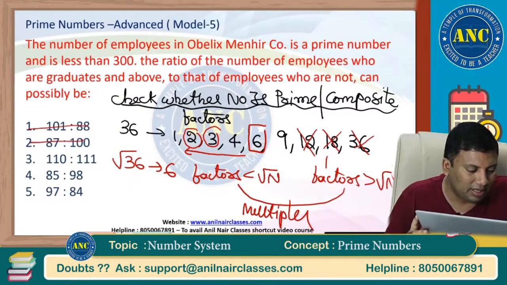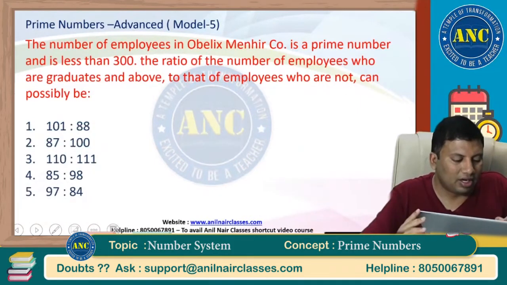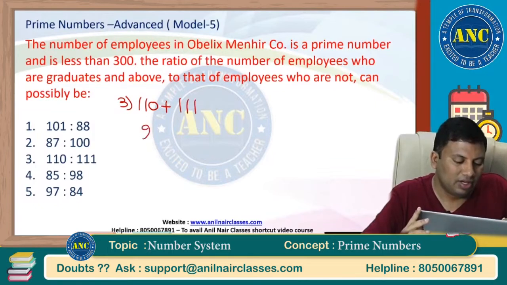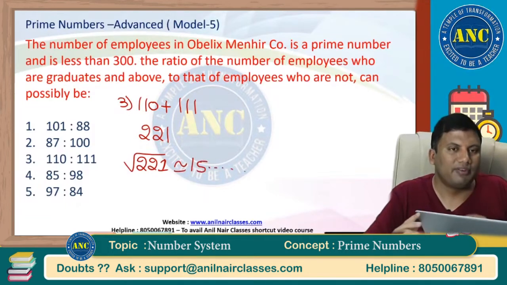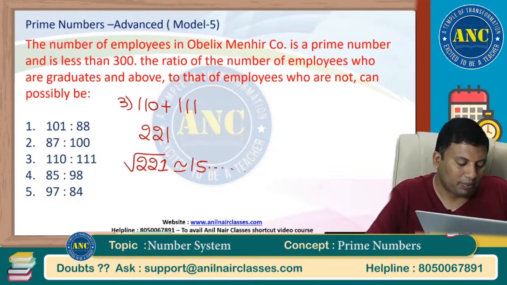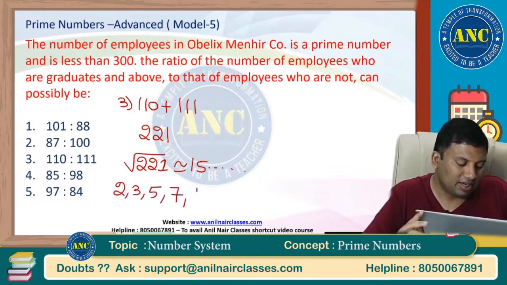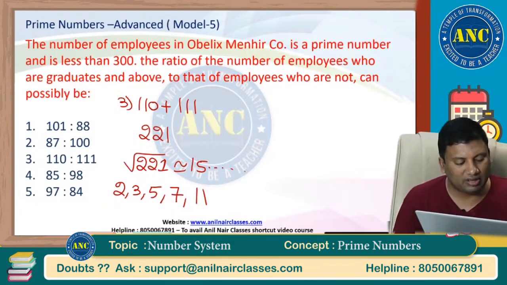So we just eliminated the first, second and fourth. Let us do the third one. What did we get? 110 plus 111, this is nothing but 221. Let me take the square root of 221. It is 15 point something. Now, what are all the prime numbers less than 15? 2, 3, 5, 7 and 11. Because every composite number can be written as a product of prime numbers.